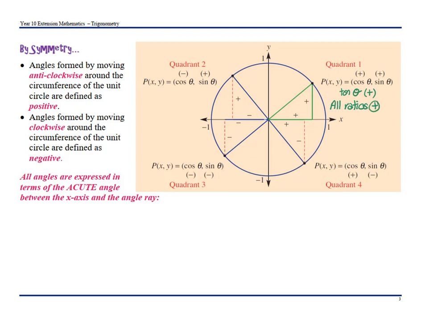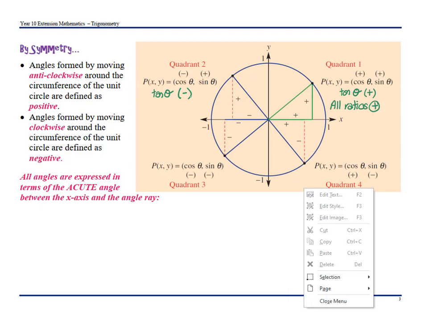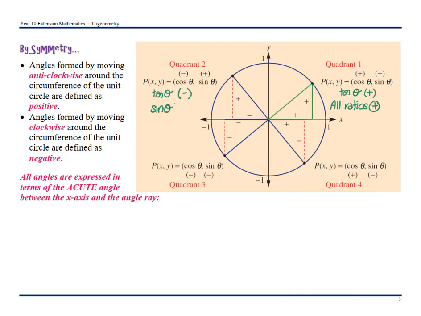Second quadrant, we have a negative x and a positive y. So my cos theta is negative and my sine theta is positive. Okay, and our tan theta, which is sine over cos, positive divided by negative, is negative. So in my second quadrant, sine theta is positive.